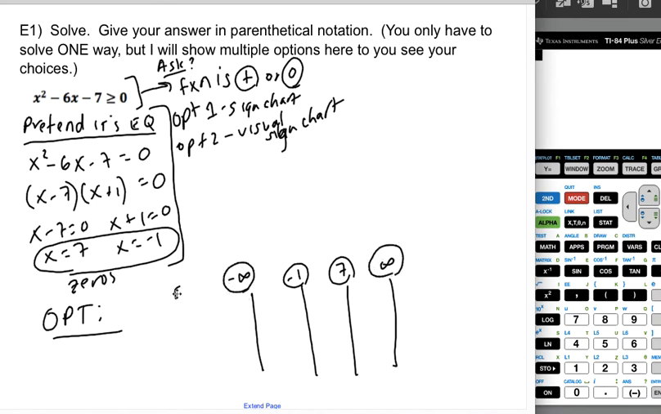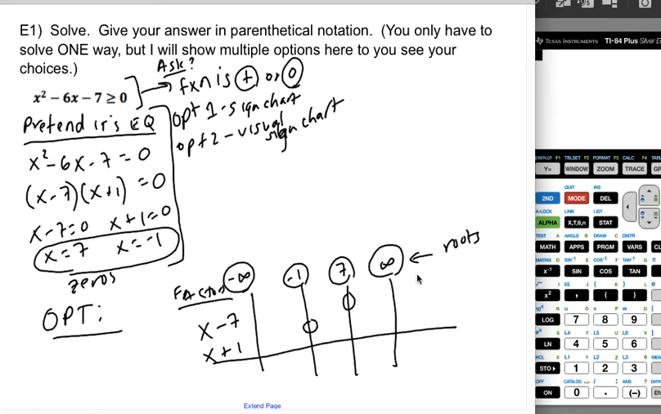Across the top, I listed the roots or the zeros, right? Then I'm going to list the factors. So my factors were x minus 7 and x plus 1. Well, the trick with x minus 7, I can fill in my sign chart. I know x minus 7 is 0 at 7. I know x plus 1 is 0 at negative 1.